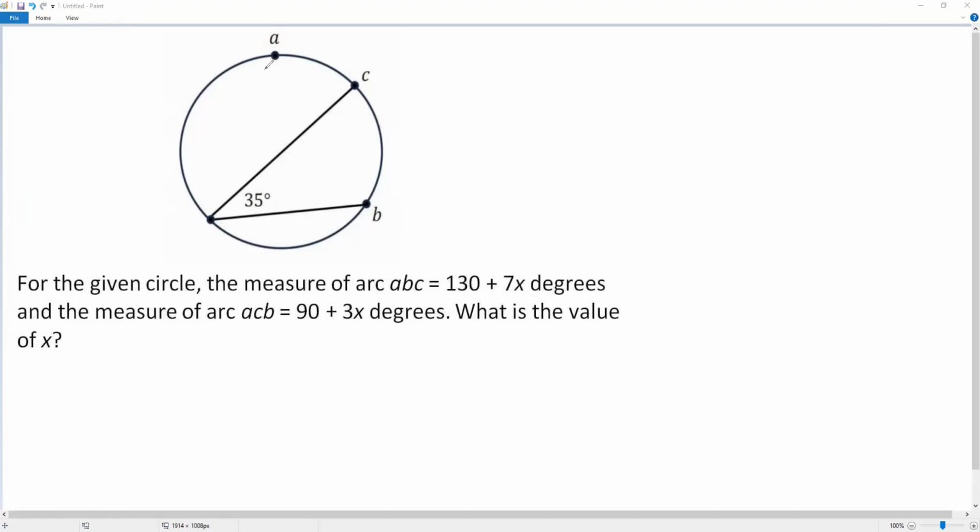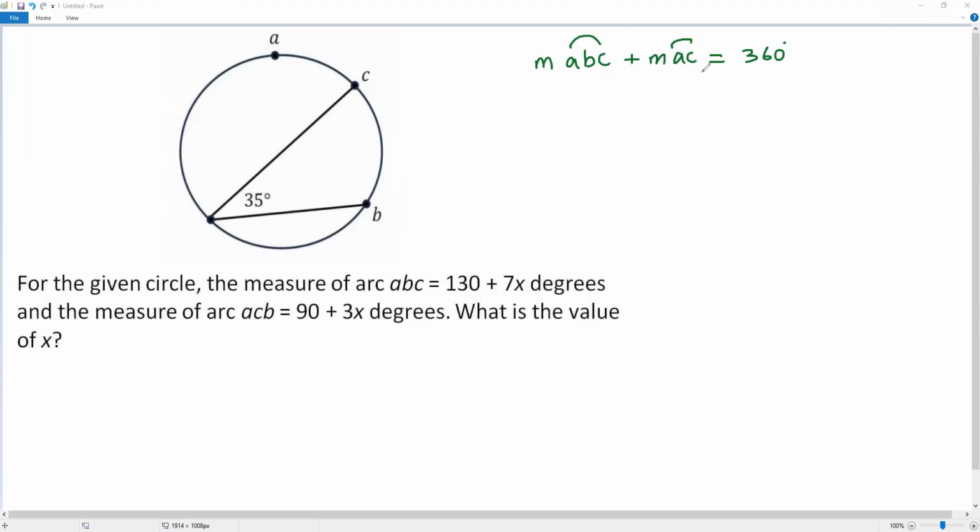Okay, in the given circle, let's consider the measure of arc ABC and also the measure of arc AC. When I combine the measure of arc ABC and the measure of arc AC, it completes the circle. We know that the angle in a full circle is 360 degrees. We have the measure of arc ABC, that is 130 + 7x. We can plug in this one for ABC over here.